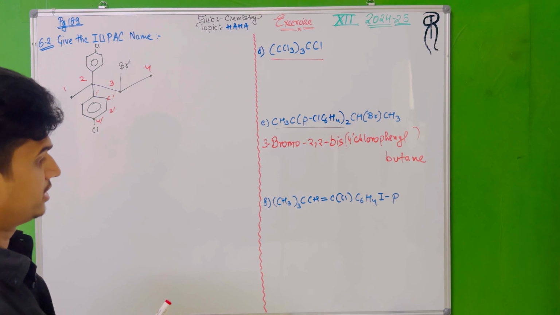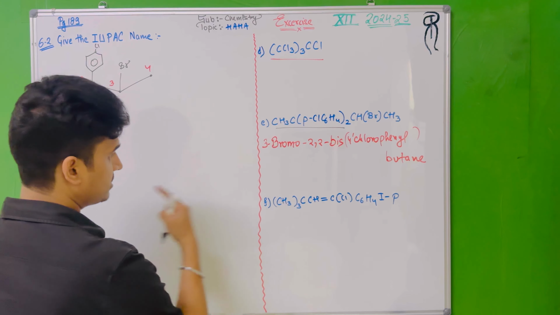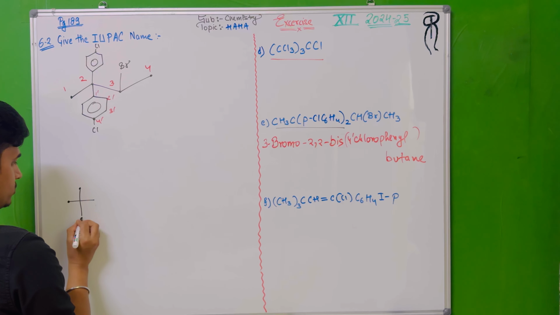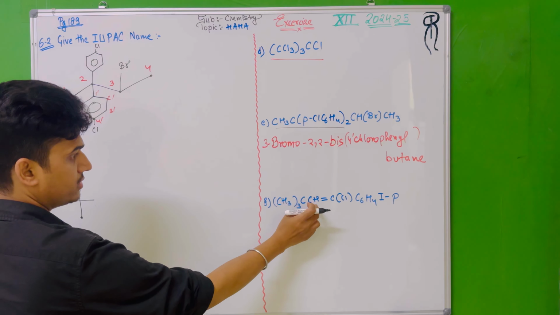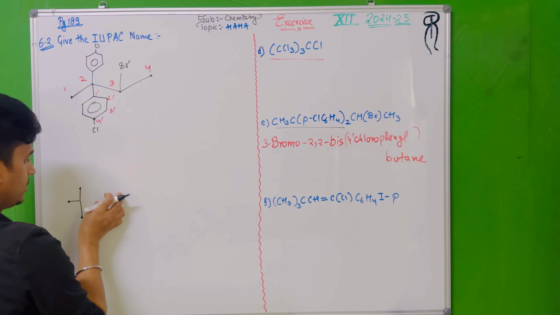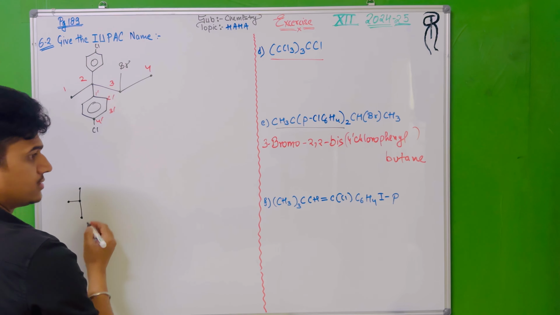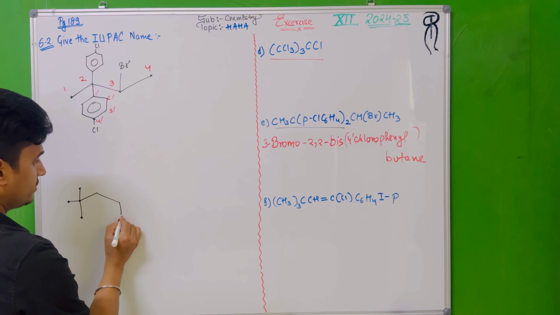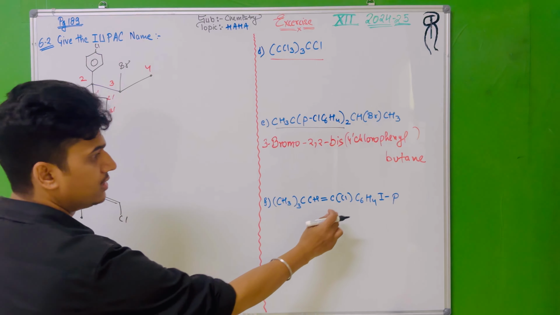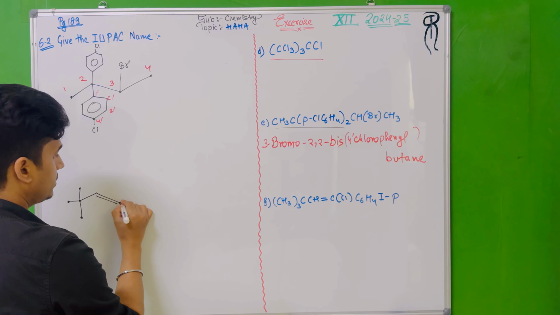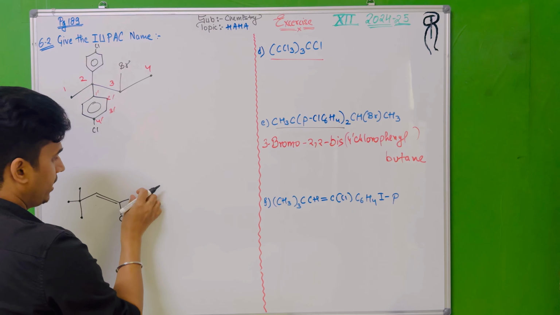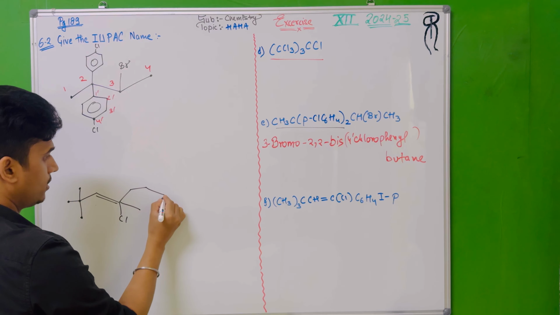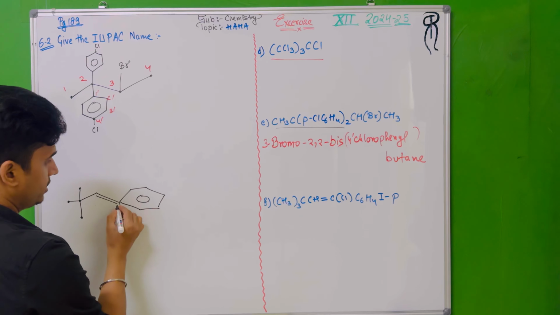This is also a very interesting and very good question. CH3 3 times. So this is CH3, CH3, CH3. Okay, carbon. Then this carbon is attached with CH. This CH is attached with again a carbon, which is attached with a chlorine, and there is a double bond over here. Then there is C6H4 attached to this carbon.